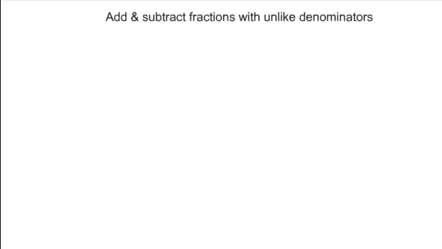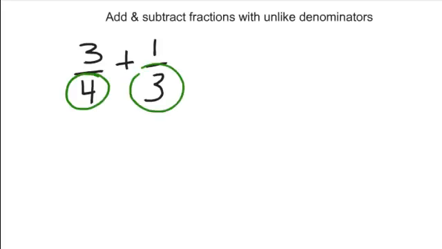In this lesson, we're going to talk about how to add and subtract fractions with unlike denominators. Let's say you're given two fractions like 3/4 and 1/3, and you're asked to add them together. The first thing we need to do is make the denominators equal, because as you can see here, we have a 4 in this fraction and a 3 in this fraction, and we can't really add these two fractions together unless they have the same denominators.